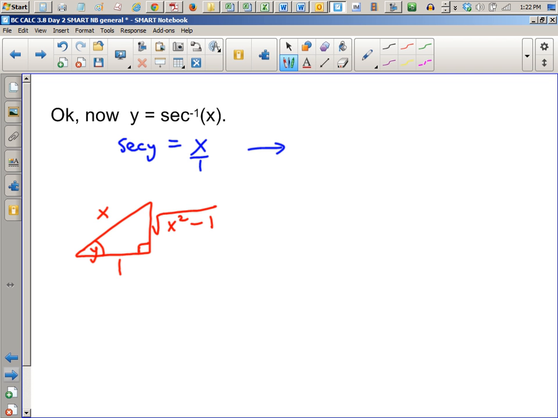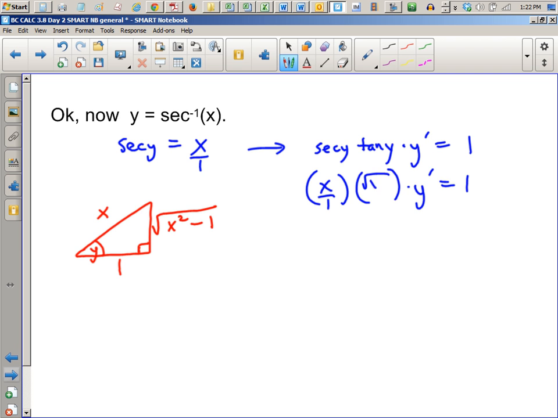Derivative of sec y. Okay, that's a little bit awkward. What's the derivative of sec y? Secant, right? So it's sec y tan y times y prime equals 1 this time. Okay, so we're going to have to look at the triangle twice. Sec y is hypotenuse over adjacent. That's simply x over 1. Tan y is opposite over adjacent. That's the square root of x squared minus 1 over 1.